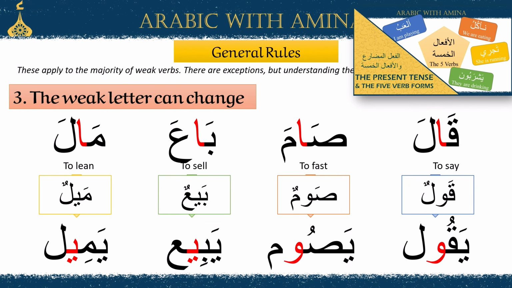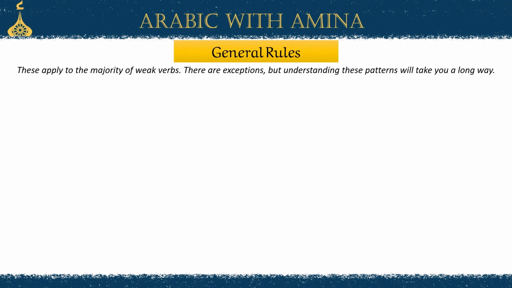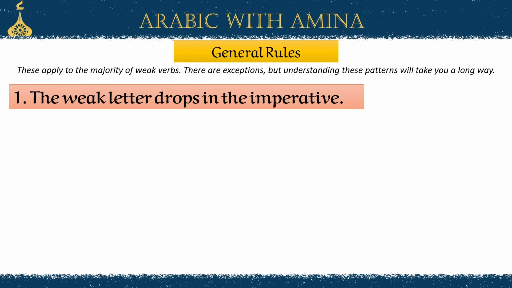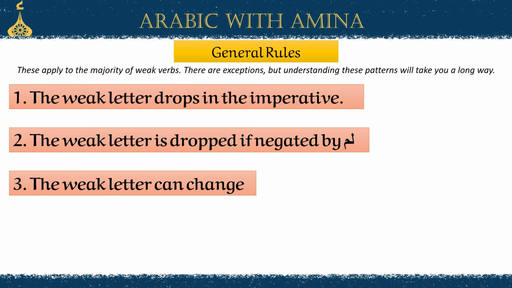The more you encounter these verbs, the more the pattern becomes automatic. I cover present tense verbs in more detail in a separate video, which you can check in the corner above. So the 3 general rules for irregular verbs are: the weak letter drops in the imperative when we are giving it as a command. The weak letter is dropped if negated by lam, because it puts it in the jussive case. And the weak letter can change or transform into a waw or ya.